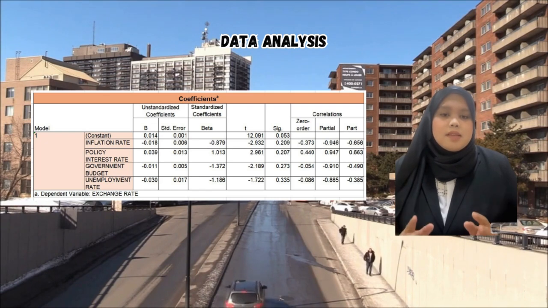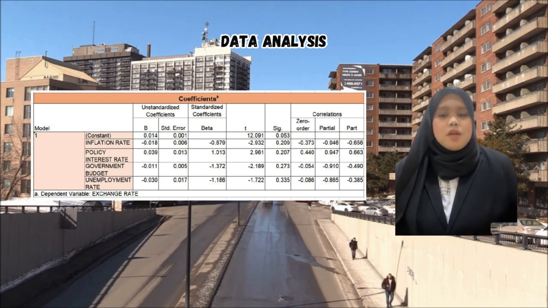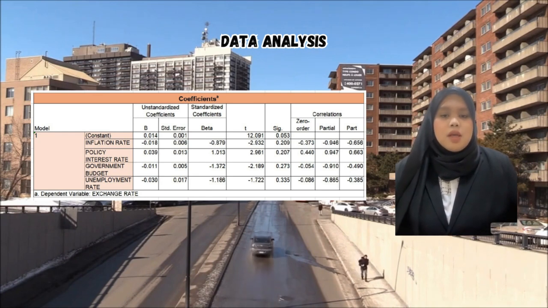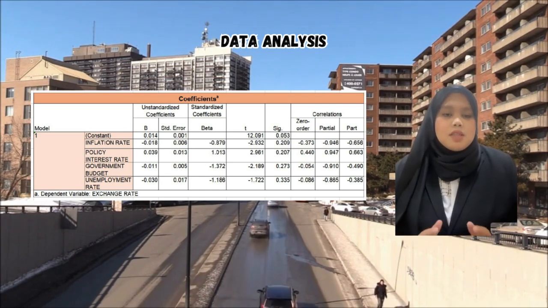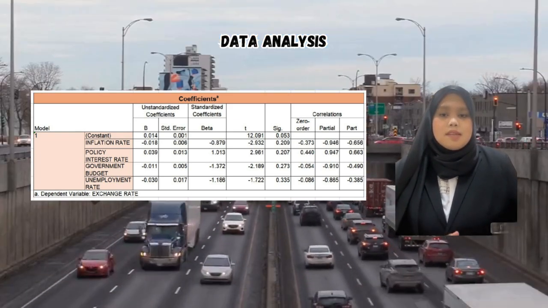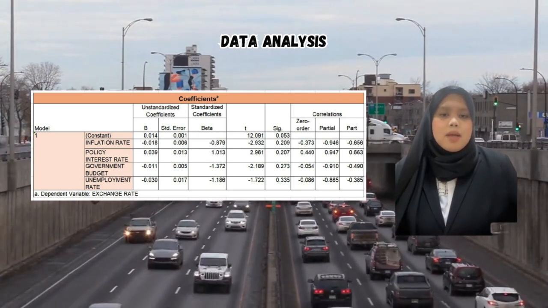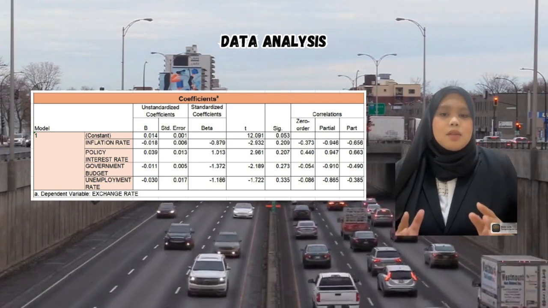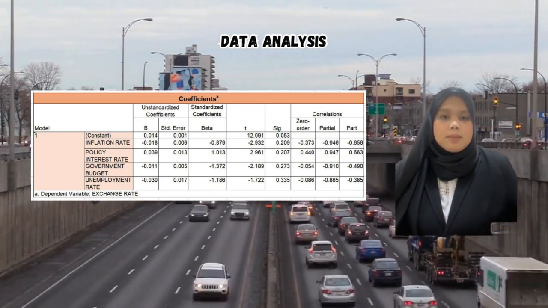Meanwhile, the policy interest rate has a positive relationship with the exchange rate with a B coefficient of 0.039 and a beta of 1.013. While this indicates that higher interest rates may strengthen the exchange rate, the p-value of 0.207 shows that the result is not significant. Both the government budget and unemployment rate have a negative effect on the exchange rate. However, similar to the previous variables, these effects are not statistically significant.